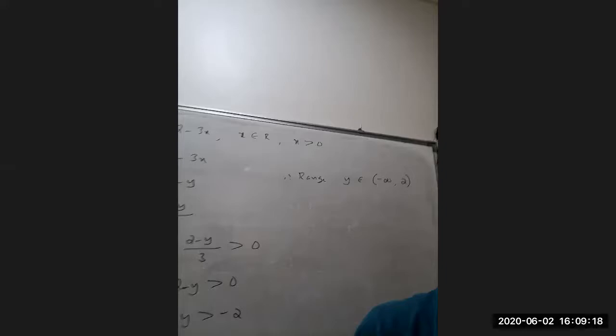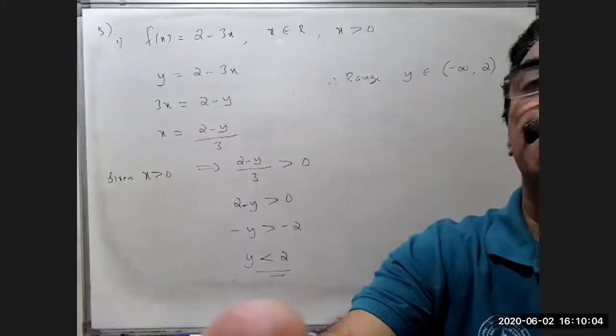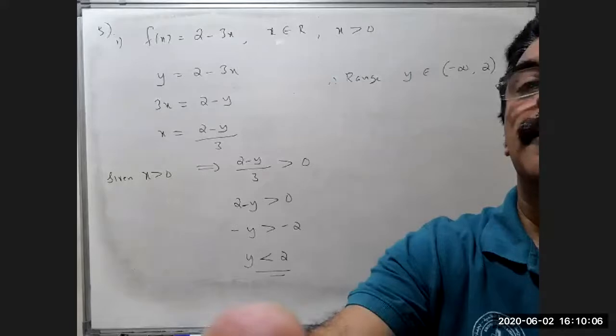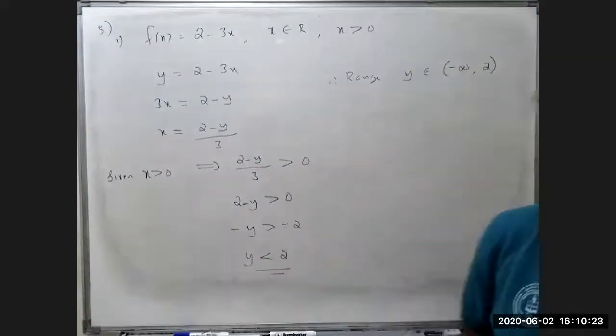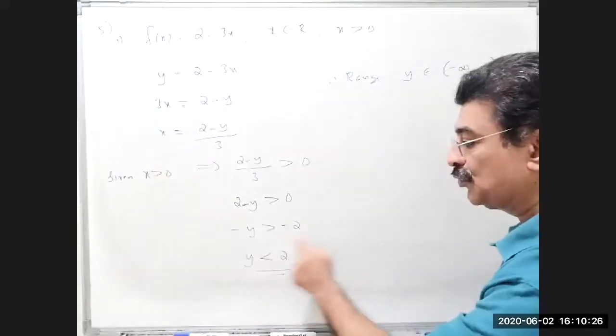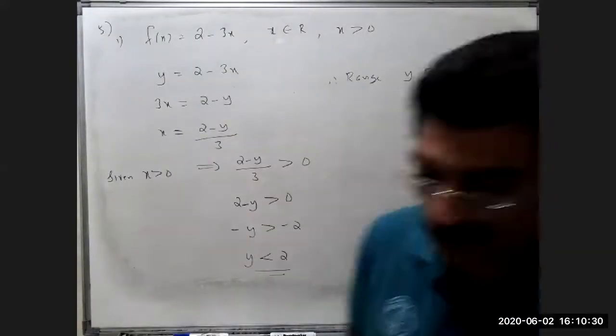Then you. What is the sign with 2 in the bracket? y less than 2 means it is positive. Here, minus y greater than minus 2. So y less than 2 means 2 is positive. Then next one.